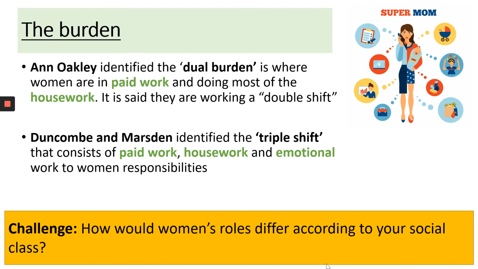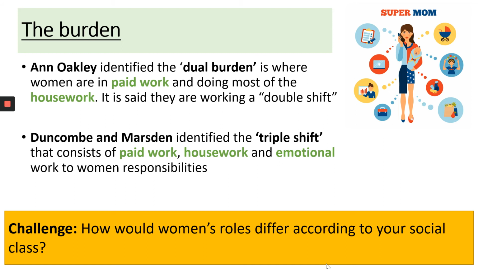So Anne Oakley coined the term dual burden. Dual obviously means two. So it's where women are doing two roles or two shifts. So women are doing paid work and then they're coming home and doing another form of work, which is housework. So Anne Oakley called this the double shift or the dual burden. So they're having to do two lots of work.